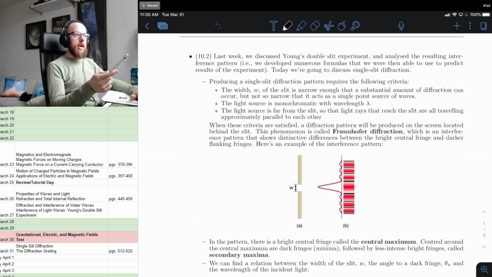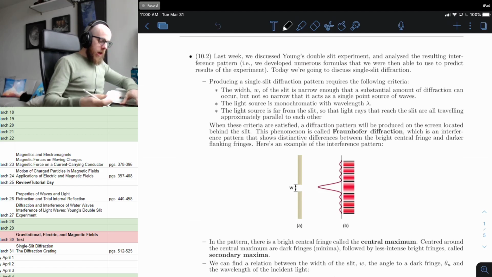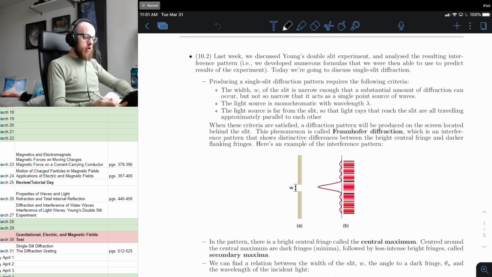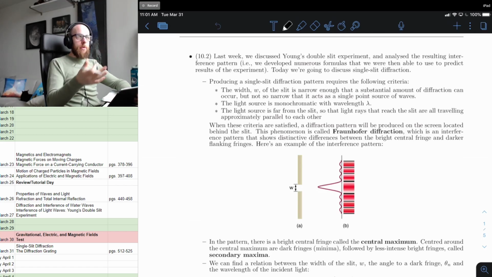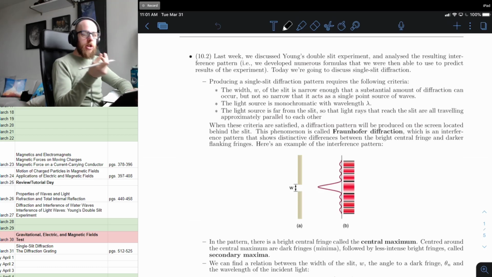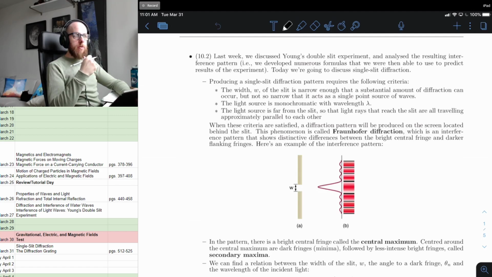What we're going to see today is that a similar interference pattern can be generated even if we don't have two slits. Even if we just have one slit, we can generate an interference pattern, okay? But producing that single slit diffraction pattern requires the following. It won't work otherwise. You could test this at home, right? If you have a doorway and you shine a light through it, there's going to be no diffraction pattern, right?